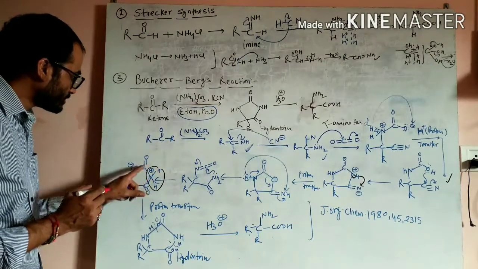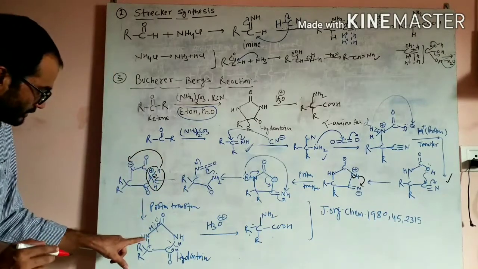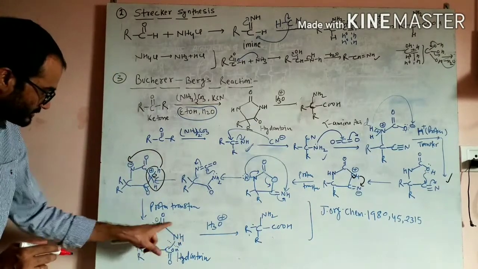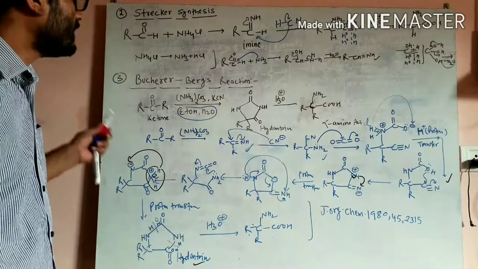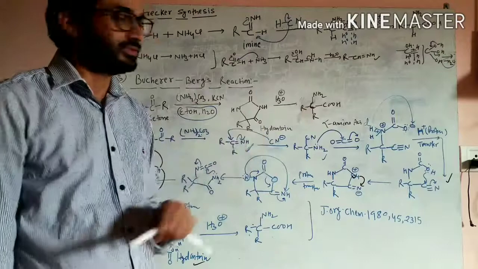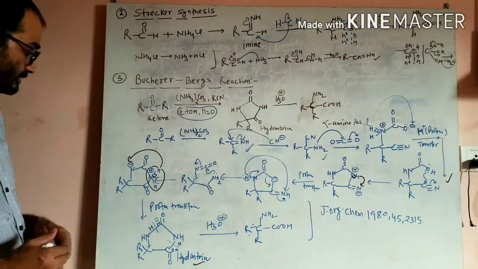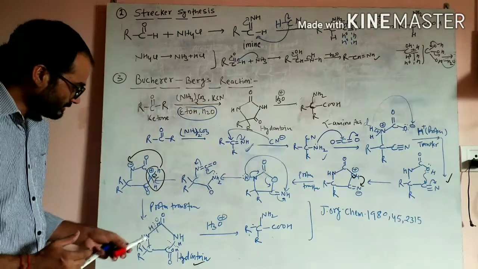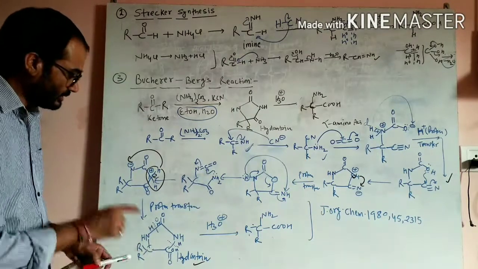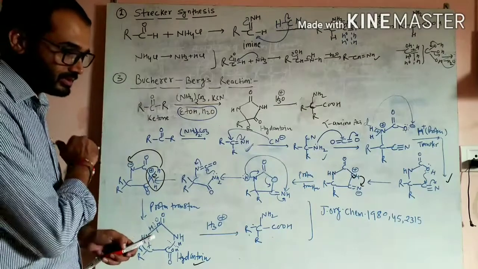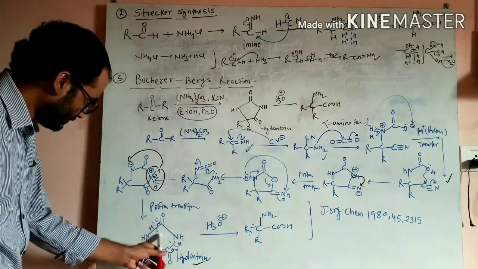Ultimately, internal proton transfer occurs. This proton is transferred from here to here, and this is converted into NHCO, C double bond O. This is hydrogen. Now this hydantoin is hydrolyzed. How does it hydrolyze? It is hydrolyzed from this amide bond NHCO. This is the amide bond. It will undergo hydrolysis, acidic hydrolysis. So this will occur from here.